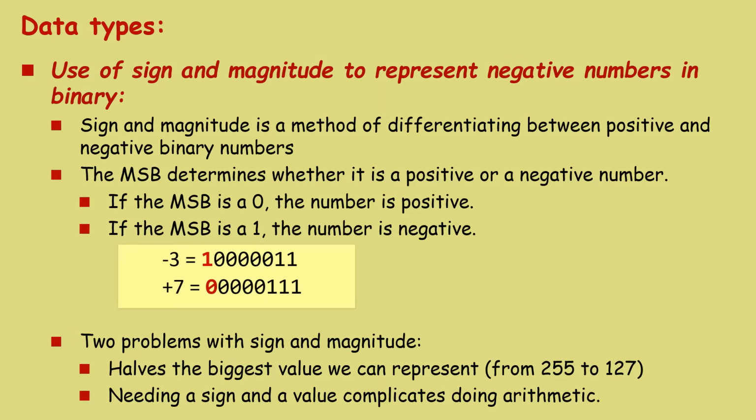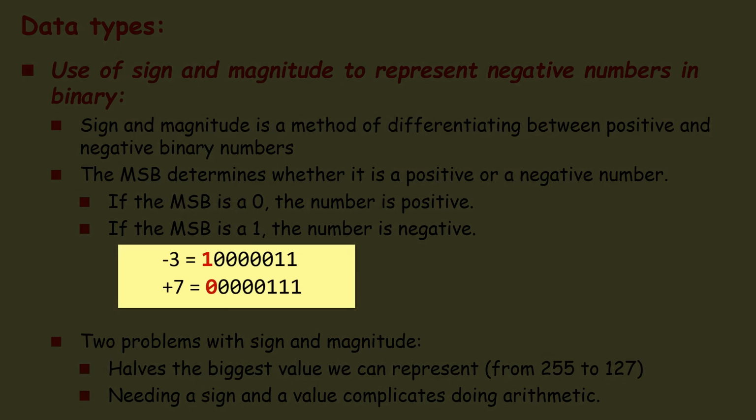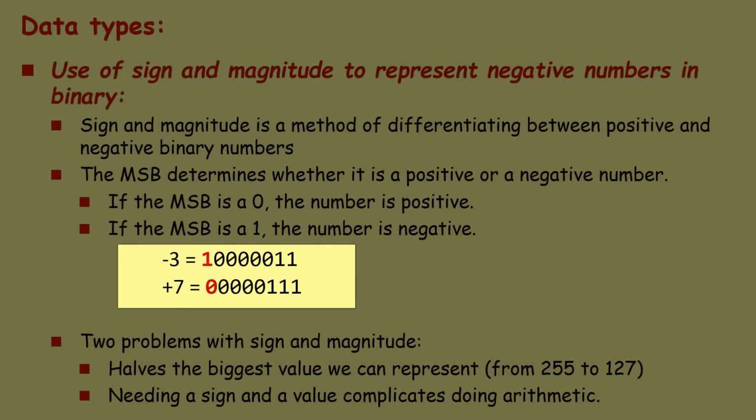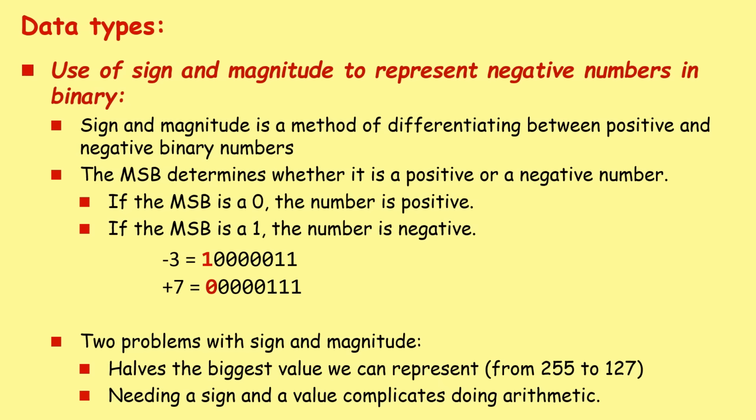So we can see here we've got an example for -3 and +7. We've got the value for 3 and then it's a 1 at the start, so we know it must be negative. And then we have the value for 7 and we've got a 0 at the start, so we know it has to be positive. There are two problems with sign and magnitude. Half is the biggest value that we can represent, and needing a sign and a value complicates doing the arithmetic.